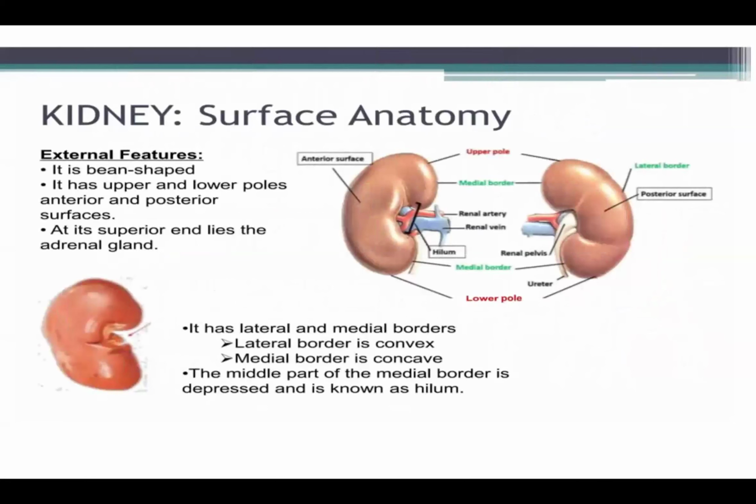Next, the anatomy. The external features. It is bean shaped. It has upper and lower poles, anterior and posterior surfaces. At its superior end lies the adrenal gland.